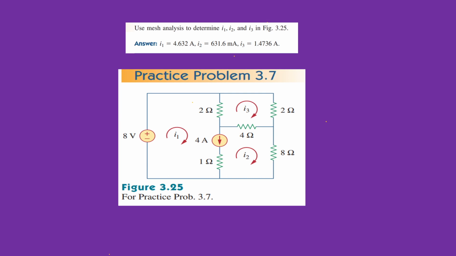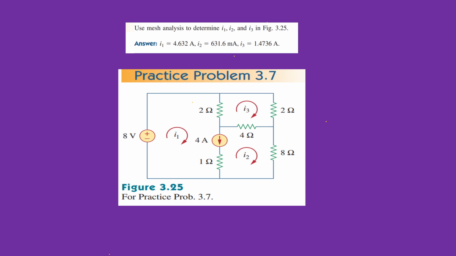Good morning, everybody. Today we are going to solve practice problem 3.7 from Alexander Sadiku's Fundamentals of Electric Circuits. If you look into this problem, here we are asked to solve it using mesh analysis, and we have to find the I1, I2 and I3 currents.